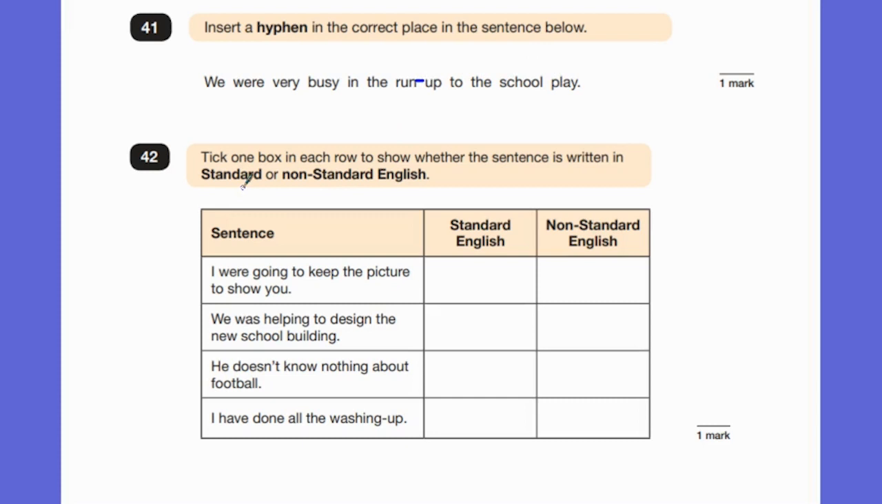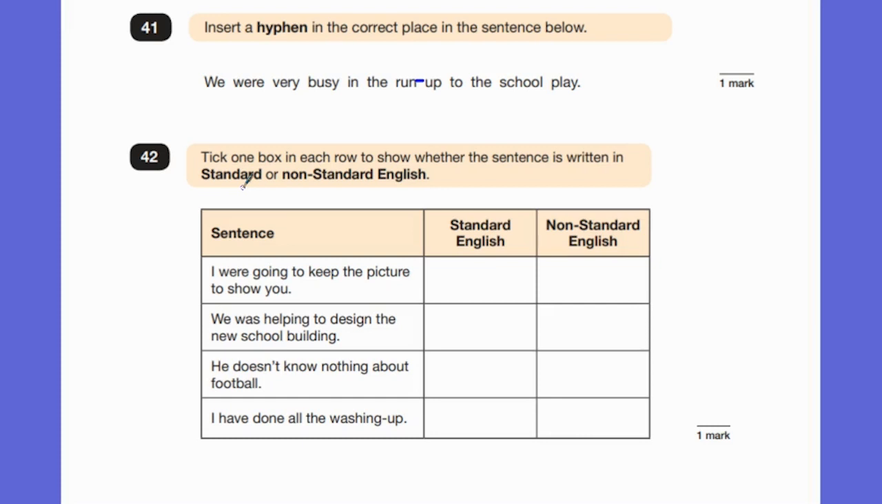Number 42, tick one box in each row to show whether the sentence is written in standard or non-standard English. Now, we actually had a debate about this in my class because people were saying, Miss, number 3 has a contracted form. Does that mean that it's standard or non-standard? So we were having a big debate about whether it's contractions or just the verb structure in itself, or it not making sense that makes it standard or non-standard.